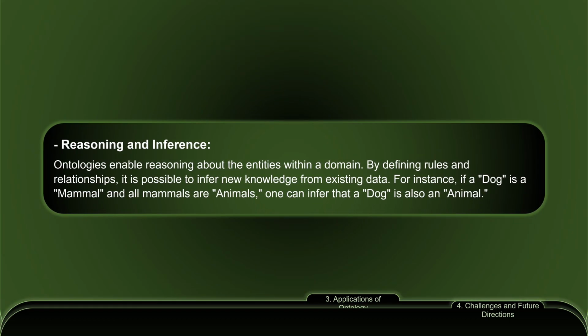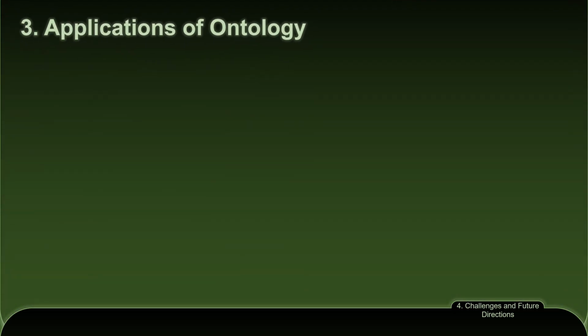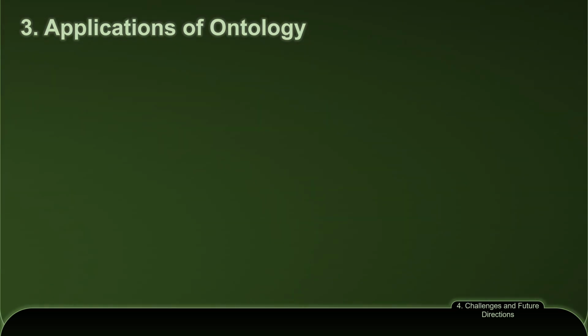Reasoning and inference. Ontologies enable reasoning about the entities within a domain. By defining rules and relationships, it is possible to infer new knowledge from existing data. For instance, if a dog is a mammal and all mammals are animals, one can infer that a dog is also an animal.